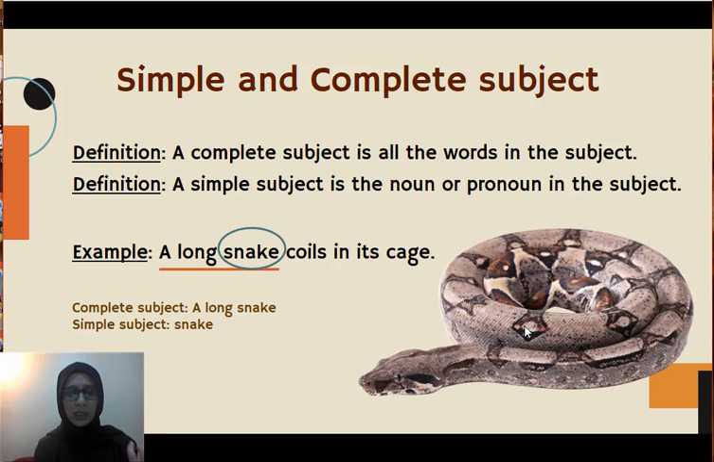These 3 words are considered the complete subject of this sentence. Now the simple subject is only the noun or the pronoun in the subject. A long snake. Is "a" a noun or pronoun? No. Long? Also no. Snake. A snake is a noun. Remember, a noun names a person, place, or thing. So snake here is a noun. So this is the simple subject.